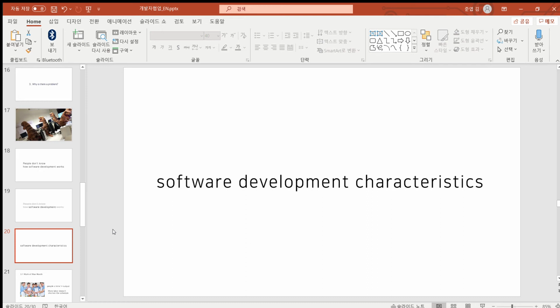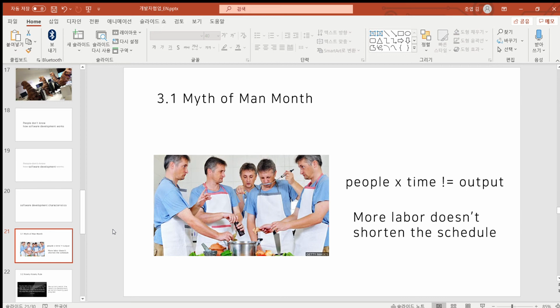There are a lot of characteristics of software development, but in this presentation, I only pick three main characteristics to present. So first will be the myth of the man-months. Unlike an ordinary project, software development does not guarantee the outcome if you just give more people to the project. Actually, that kind of behavior makes the project not go very well. So more labor doesn't shorten the schedule.